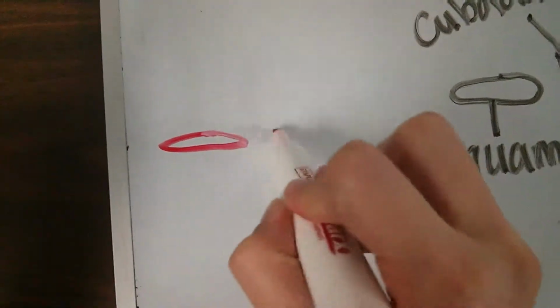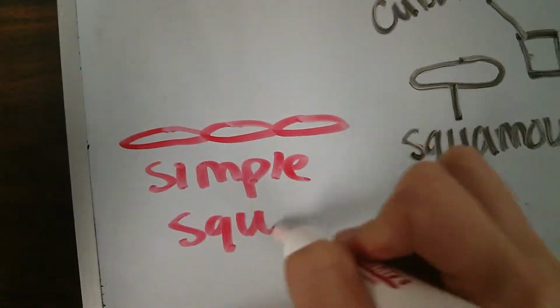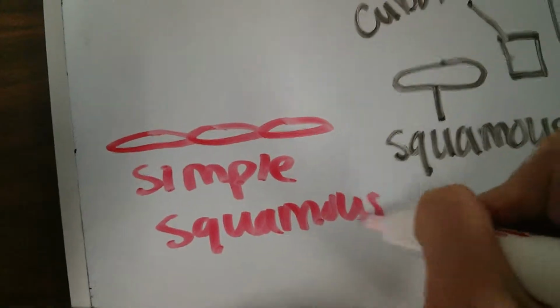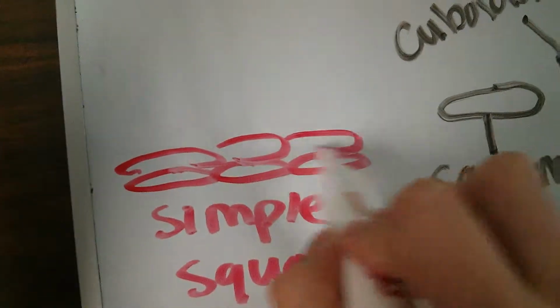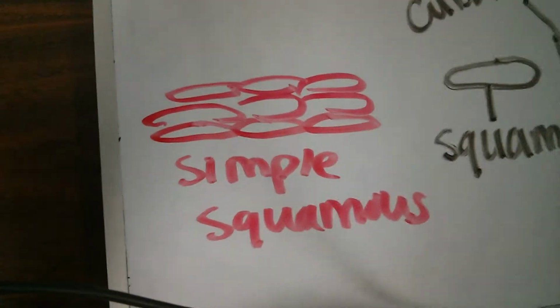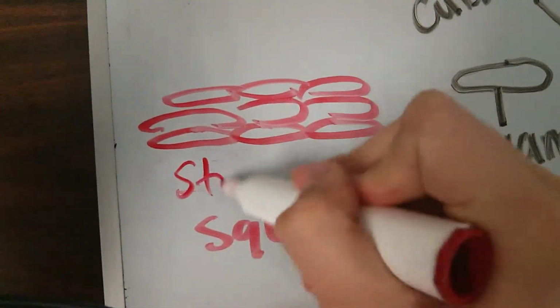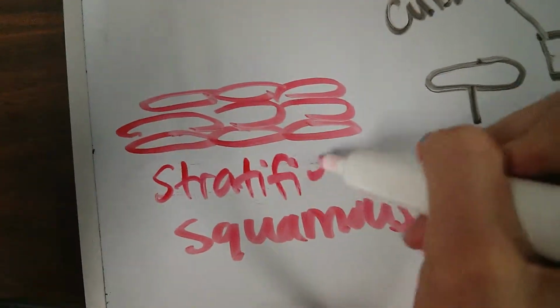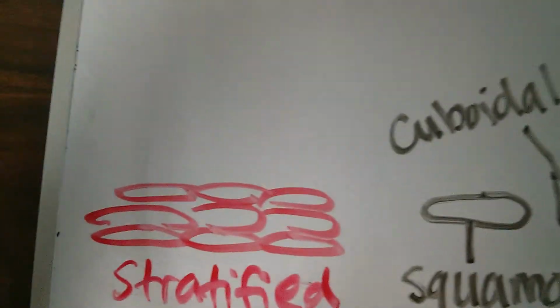If you were to have one layer of the squamous, you'd be calling this simple squamous epithelium, because simple means one layer. Now, if I were to add more layers to it, then now it is no longer simple, so we can erase that, and now we can call it stratified. So this would be an example of stratified squamous. And you can do the same thing with all three different shapes.